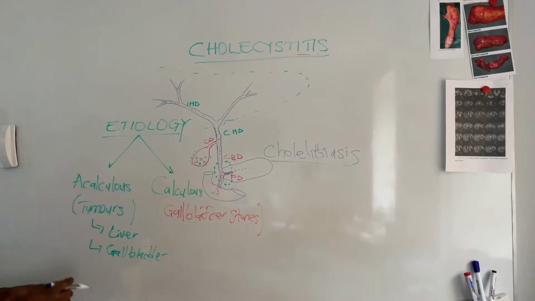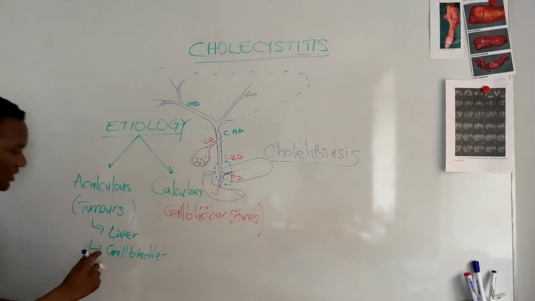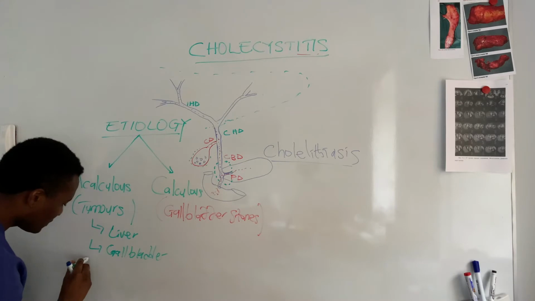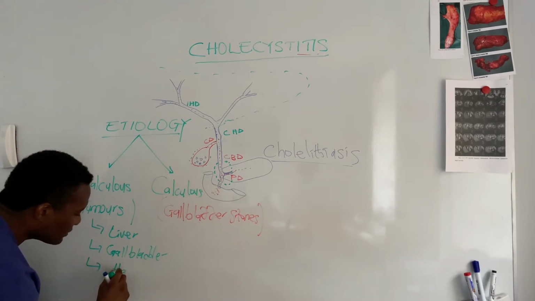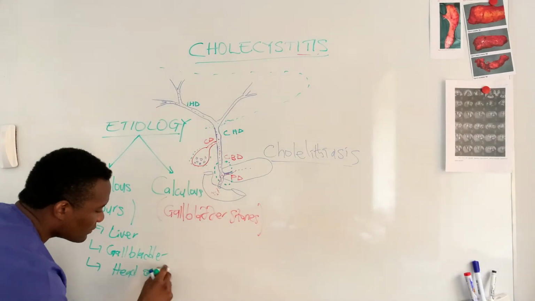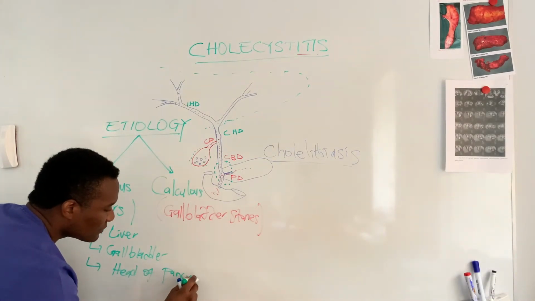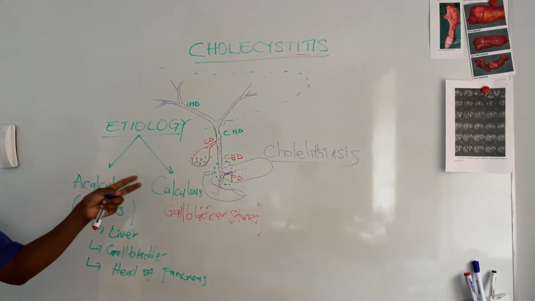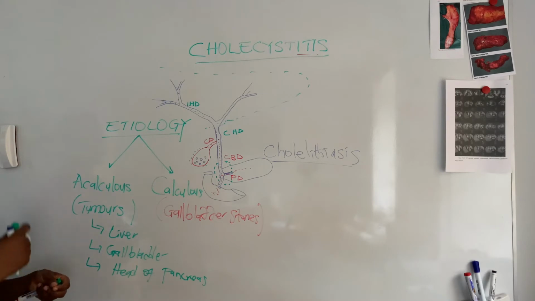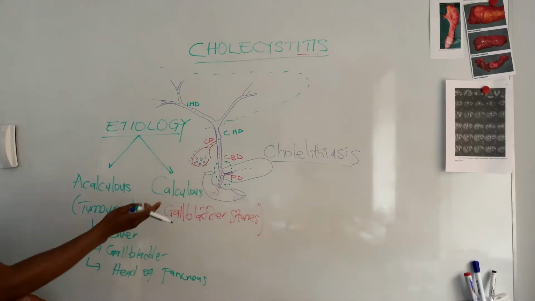However, keep in mind that a tumor of the gallbladder is quite rare, but tumor of the head of the pancreas is very common. So these are the three major causes of acalculous cholecystitis. Of course, there are other cases like in immunocompromised patients, burns, and so on, or patients who are undergoing chemotherapy. However, these are the most common.